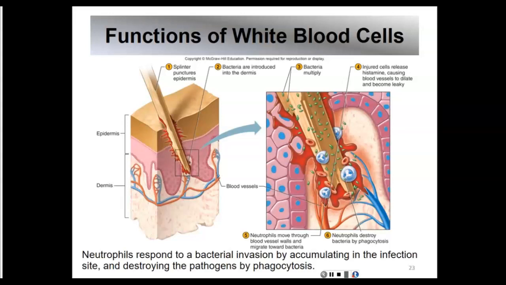Here's a picture of a splinter going into the dermis, well, through the epidermis to the dermis. Bacteria is introduced, and so we have some neutrophils coming in to do phagocytosis.